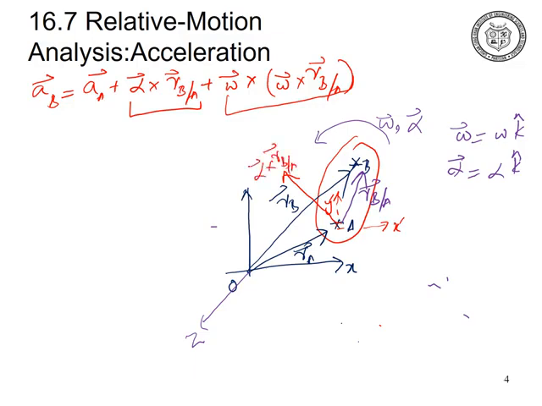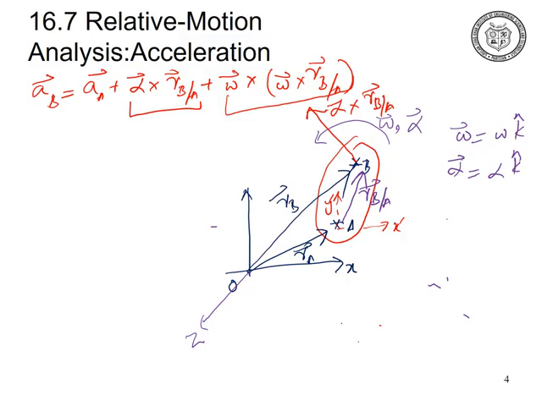So at point A, this will be the direction, and similarly at point B, this also becomes the direction of alpha cross RB with respect to A. This will be the direction at point B. Are you clear with the direction of alpha cross RB with respect to A?